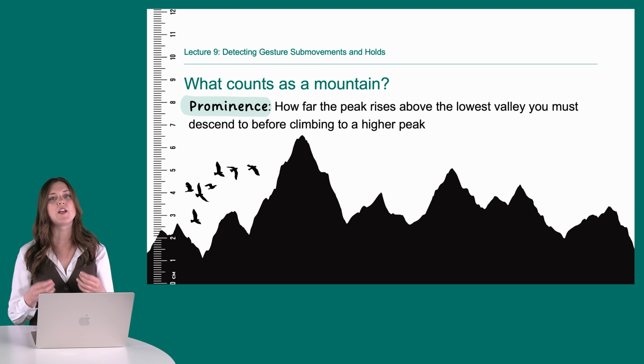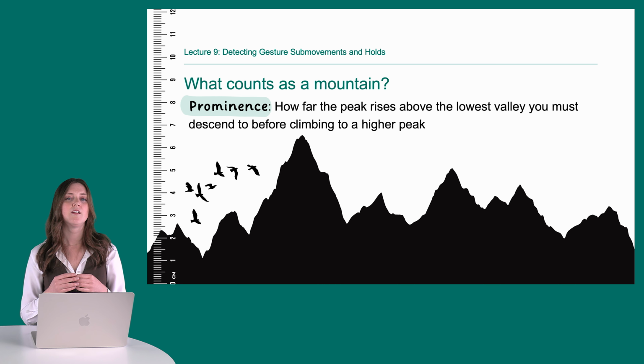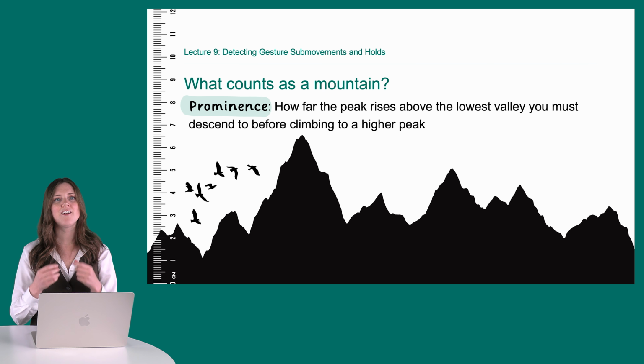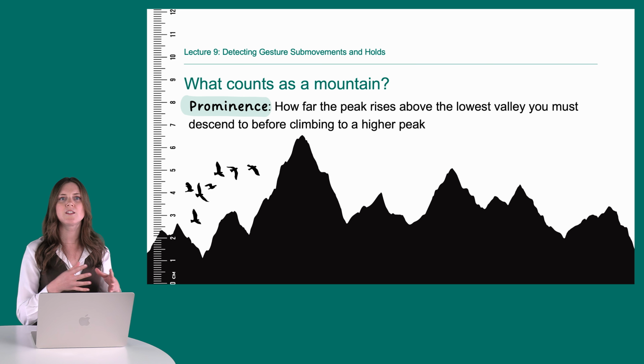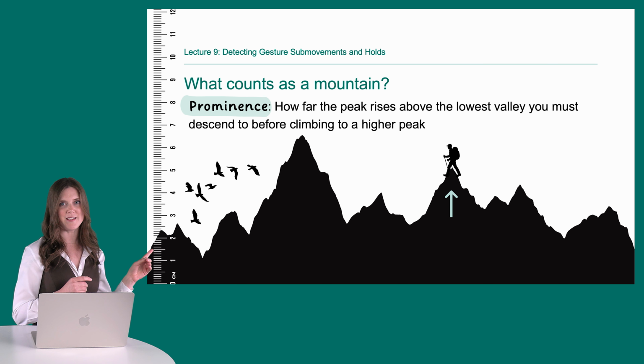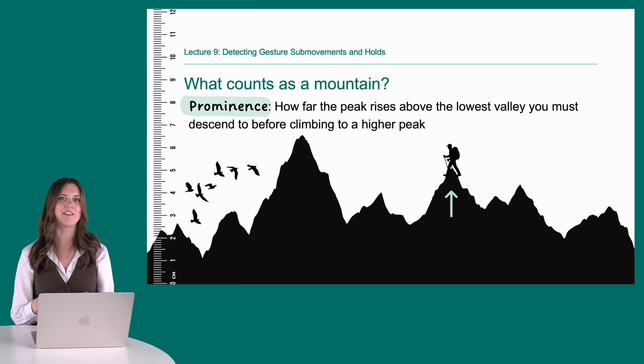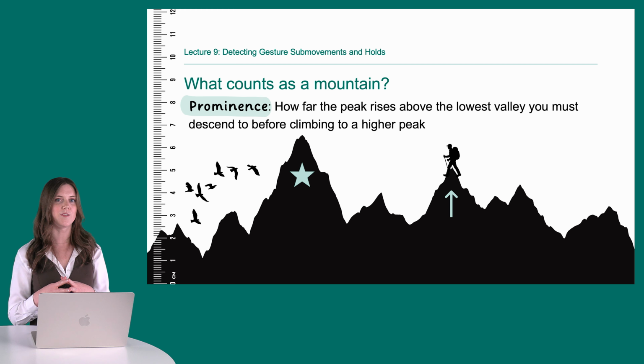The next parameter is prominence. Prominence measures how much a peak stands out relative to its surroundings. More specifically, it's the height of a peak relative to the lowest valley you must cross to reach a taller peak. So let's look at an example. Imagine you're a hiker standing on this peak. First, we're going to look left and find the nearest peak that is taller than our current peak. So the nearest taller peak is this one, indicated with the star.